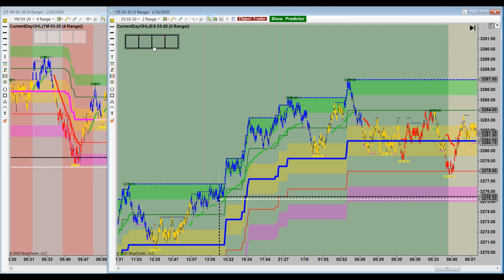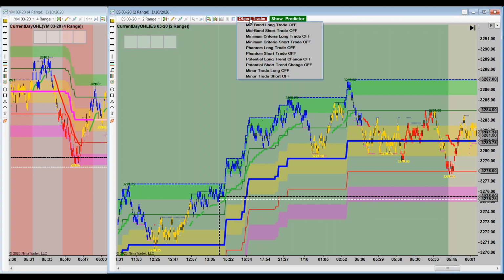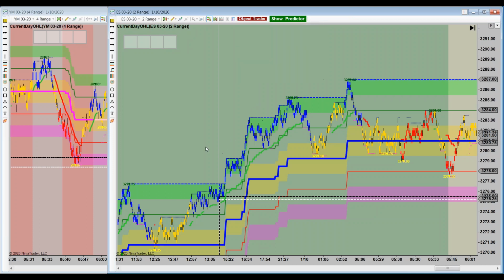You can't see the power meters. I don't know why this isn't lighting up. This is normally red and green. It's the different trends on the chart. It's called power meters. We have the object trader alerts. Uptrend, you toggle on the long alerts. Downtrend, you toggle on the shorts.